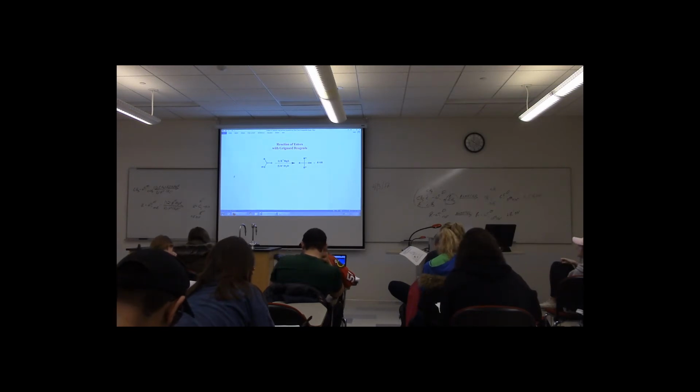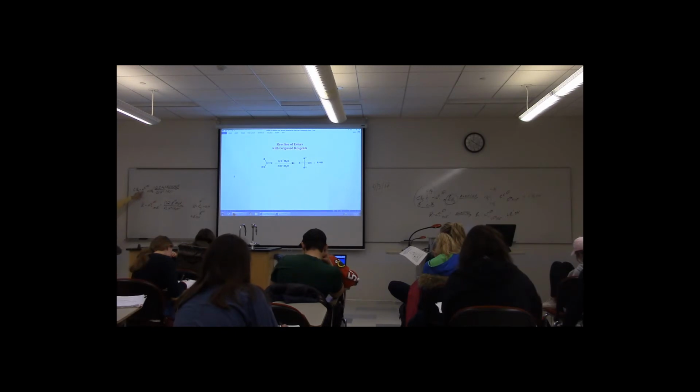All right, looks like everybody's done. Let's take a look at this. What do I have here? Ester. How do I know it's an ester? Carbonyl, oxygen, carbons on the carbonyl carbon, carbons on the oxygen, ester. I'll call this R. I'll call this R prime.